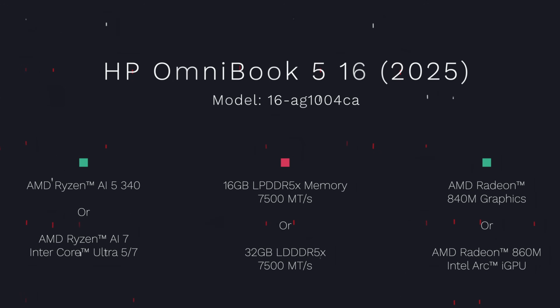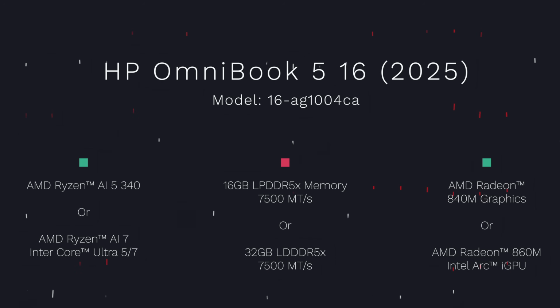A quick recap of the technical specifications on board. So we do have AMD's Ryzen AI 5 340 processor, which also means we do get AMD's Radeon 840M integrated graphics paired with it, and 16GB of LPDDR5X memory. Depending on where you are, you can spec for a more powerful AI 7 variant with a more powerful 860M Radeon integrated iGPU and up to 32GB of LPDDR5X memory.